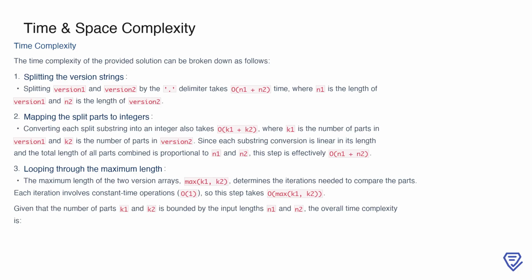The time complexity of the solution can be analyzed in 3 main steps. First, splitting the version strings by the dot delimiter takes time proportional to the total length of both strings. Specifically, if version 1 has a length of n1 and version 2 has a length of n2, this step requires O(n1 + n2) time. Next, mapping the split parts into integers also takes O(n1 + n2) time, as the total length of all the substrings from both versions is proportional to the input lengths.